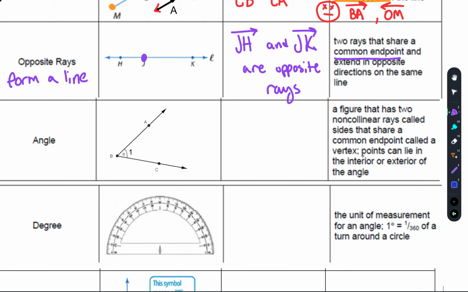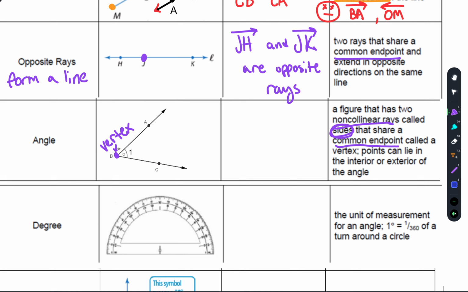Okay, two rays make up an angle. An angle is a figure made up of two non-collinear rays, which are called sides. They share a common endpoint, so just like opposite rays. We call that endpoint a vertex. So in this diagram, that's letter B is our vertex. And I could have points on that angle, inside that angle, outside that angle, wherever.